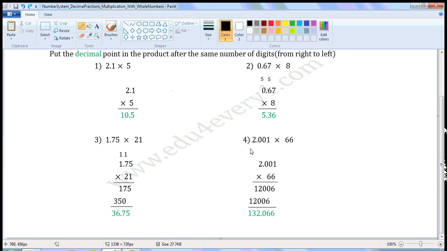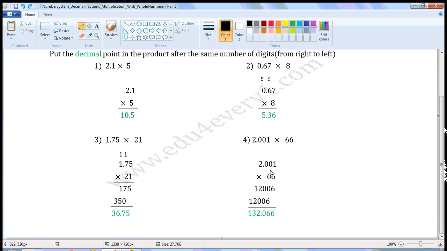Next sum, 2.001 into 66. So write 2.001 into 66. Ignore the decimal point and multiply. First we have to multiply this with 6, then again with 6. 6 into 1 is 6. So write 6 here. 6 into 0 is 0. Write 0 here. 6 into 0 is 0. Write 0 here. 6 into 2 is 12. There is no digit here to put the carry over. Write 12 here.